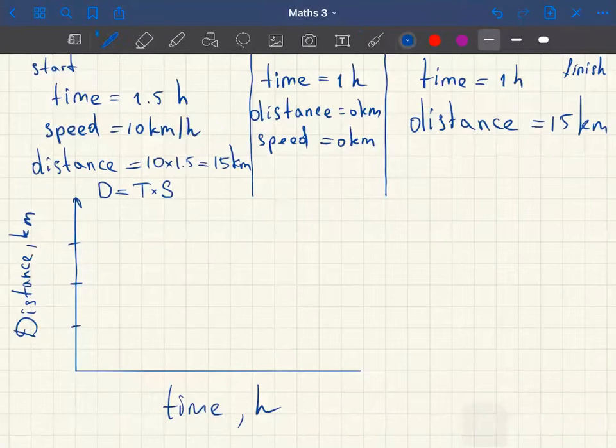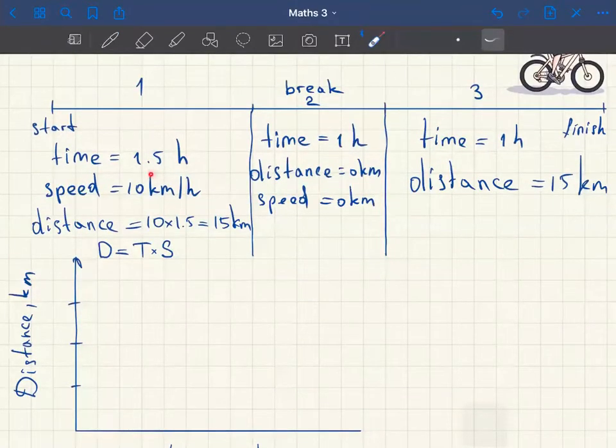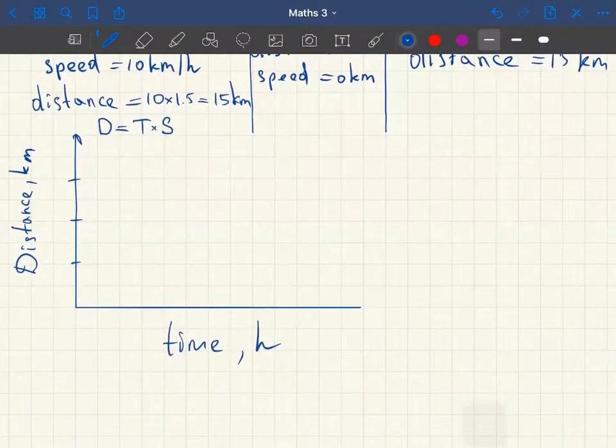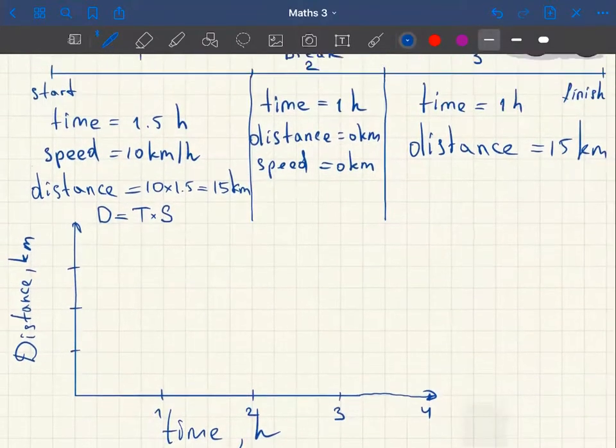And what about the time? In total, we have 1.5 hours here, 1 hour here, and then 1 hour here. So the total is 3.5 hours, right? We have 1.5 plus 1 plus 1, which gives us 3.5 hours. So we can use this information to make the drawing more accurate. This is going to be 1 hour, this is going to be 2 hours, this I will make 3 hours, and then we need a bit more. Here is going to be our 4 hours.